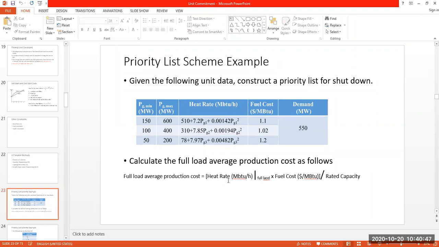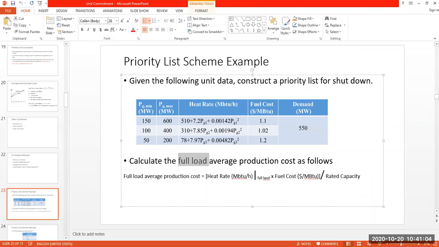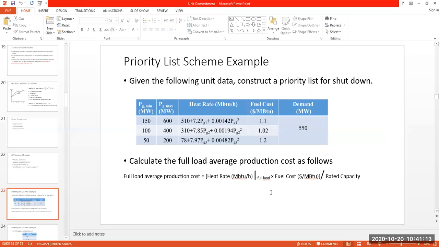So first you calculate the output. Okay, so what is the output? You have the heat rate, millions of BTU per hour. This should be calculated at full load, because you remember we are calculating the full load production cost. Okay, full load cost. So what is the full load cost? How much will your unit cost you? What will be your expenditure if you run your unit, let's say unit number 1, at full load? So what is your full load? Full load here means the maximum capacity, 600 megawatts.